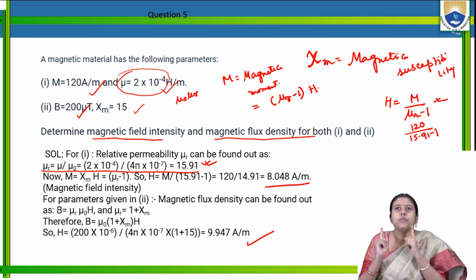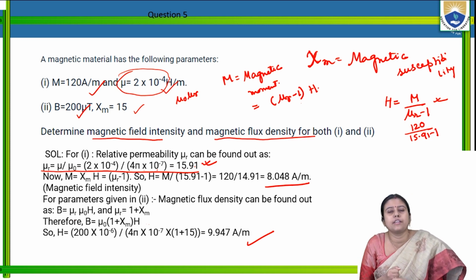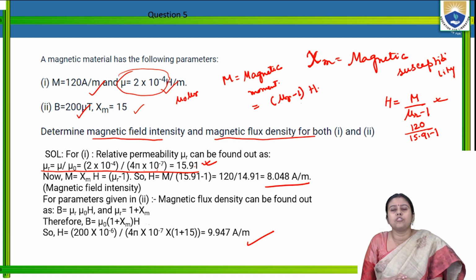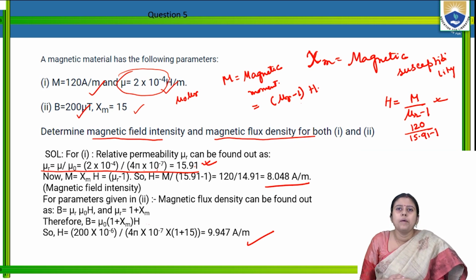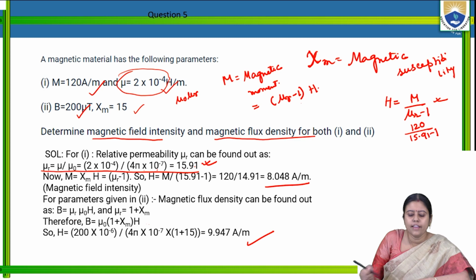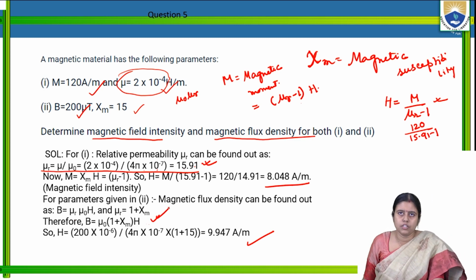In this formula, we need one important thing: the relation between the magnetic susceptibility and the magnetic moment. The relation is the magnetic moment M is equal to mu r minus 1 into H, and another relation is for the magnetic susceptibility Xm: the flux density B is equal to mu naught into 1 plus Xm into H. If we know these two formulas, we can solve this problem. That was question number 5.